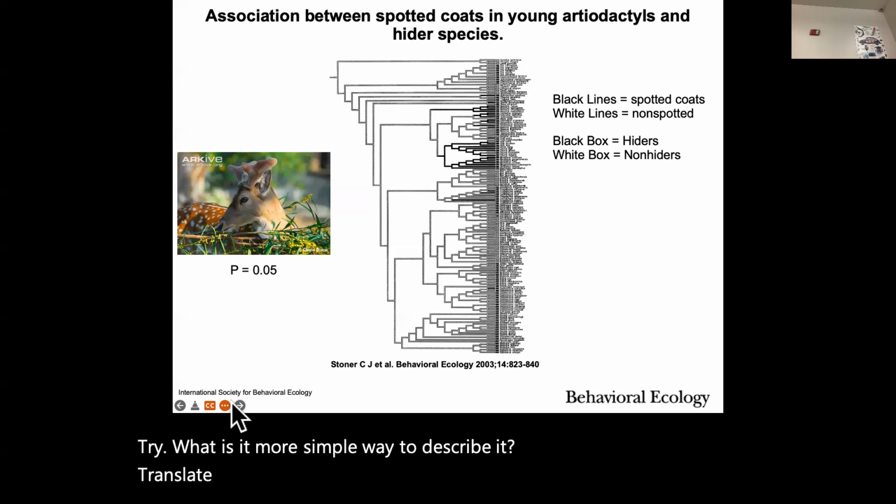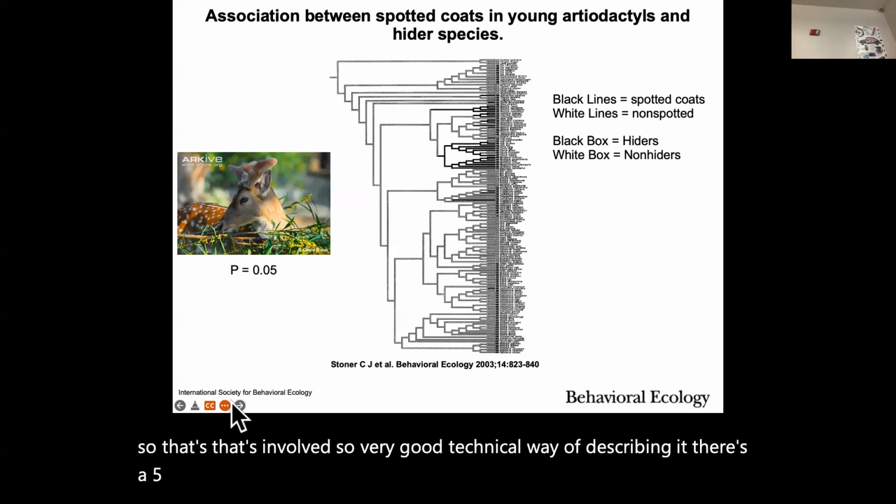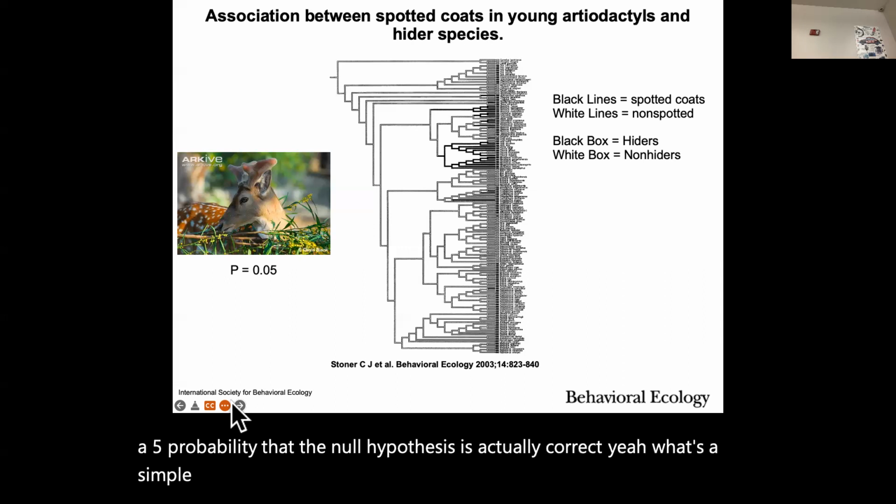So that's also a very good technical way of describing it. There's a 5% probability that the null hypothesis is actually correct. Oh, yeah, okay. Wait. What's a simple one? Yeah. There's a 5% chance.